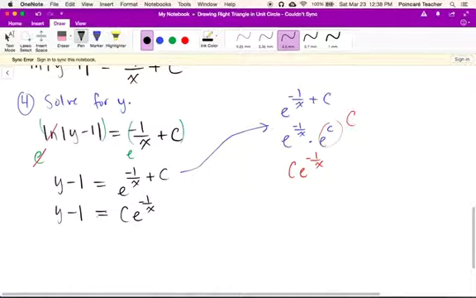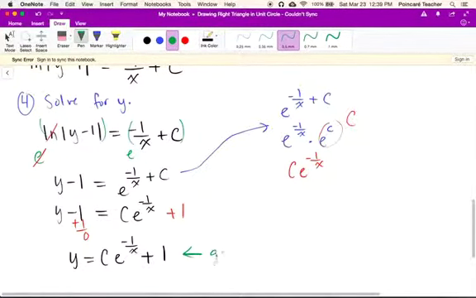Alright, so now we have this equation. We want to solve for y, so I'm going to solve for y by adding 1 on both sides. And so we'll have y equals c e to the negative 1 over x plus 1. So this is our general solution.